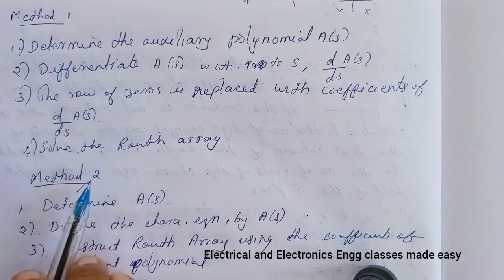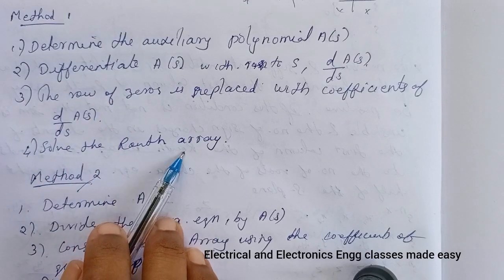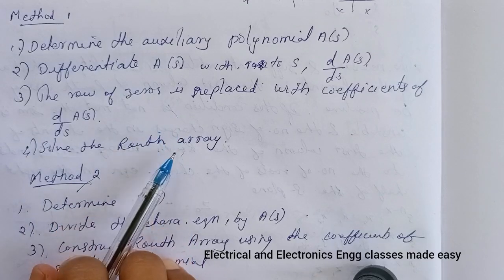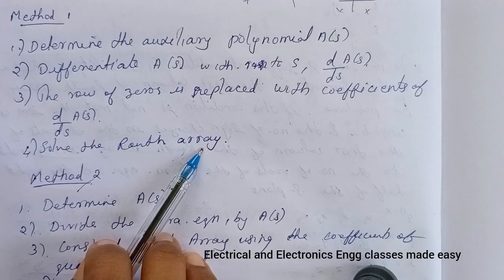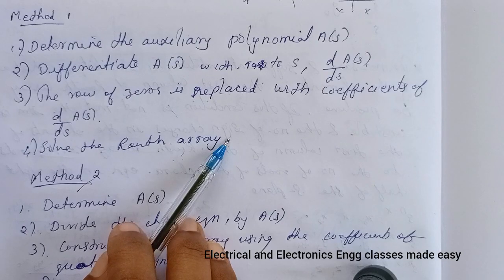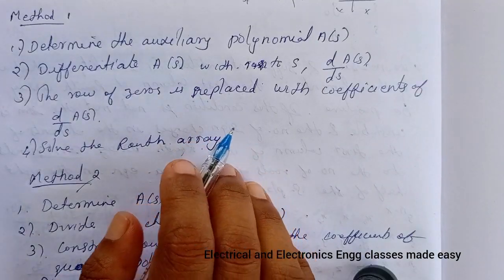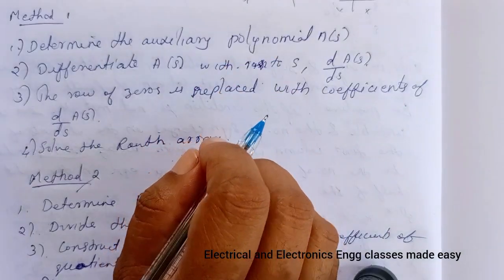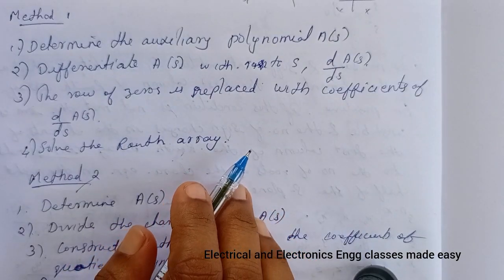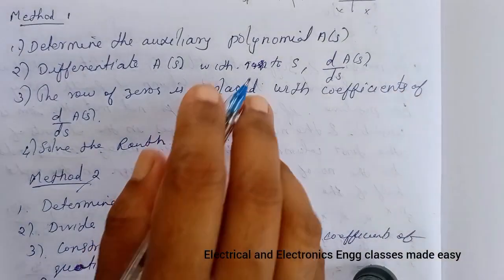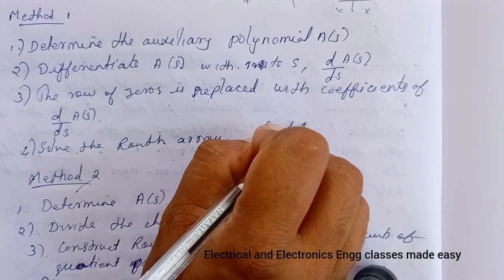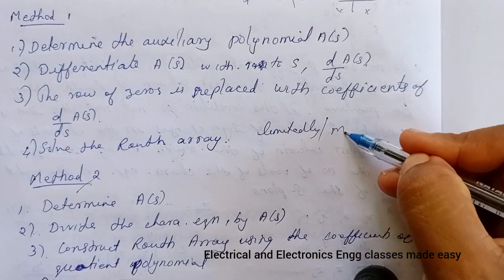Then solve the Routh array. So while solving, if there are sign changes in the first column of the Routh array, then the system is unstable, and the number of roots lying on the right half of S plane is equal to the number of sign changes. And if there are no sign changes in the first column of the Routh array, then the all zeros row indicates the existence of purely imaginary roots, and the system is limitedly or marginally stable.